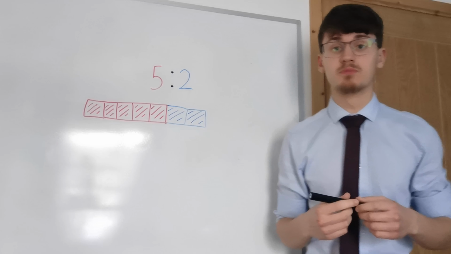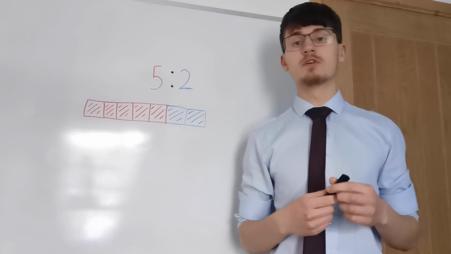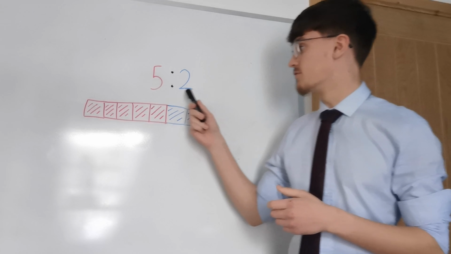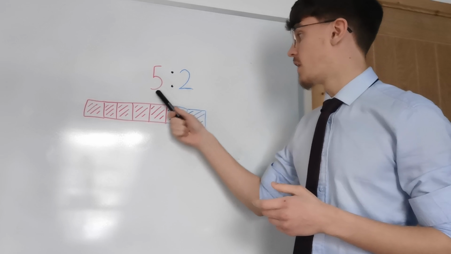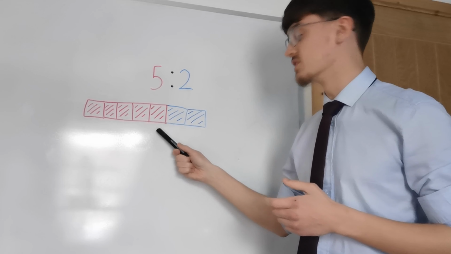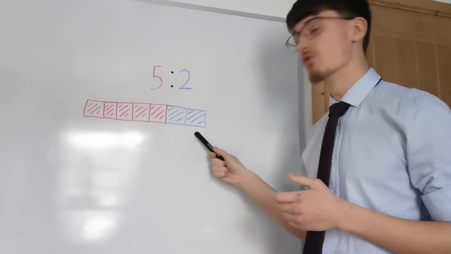So ratios are a pretty simple concept. They essentially show how much of one thing there is in comparison to another thing. So if you have the ratio 5 to 2, and we've got 5 red boxes and 2 blue boxes, we know for every 5 red boxes there must be 2 blue boxes.